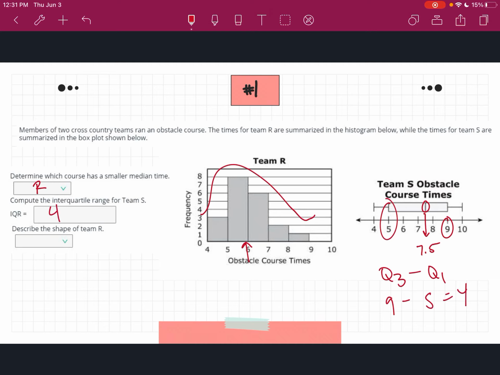And lastly, describe the shape of Team R. So this one, you should have said skewed right. We did have more of the data on the left side, and there were some of these smaller ones pulling the data over to the right there. So that answer was skewed right.